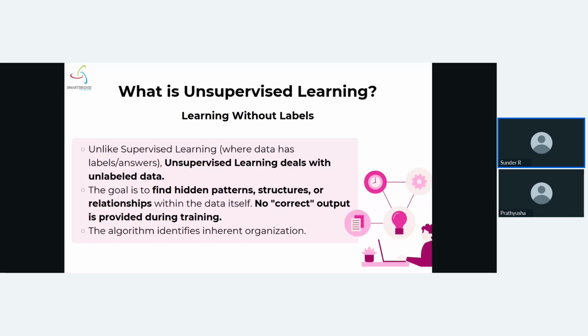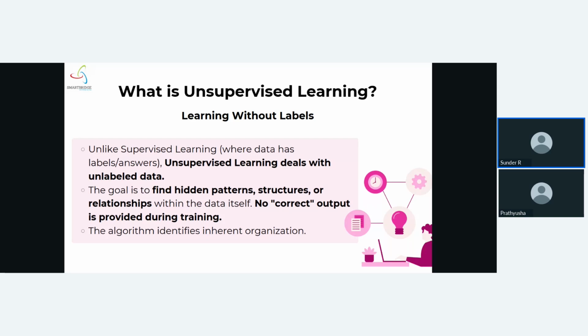So what is our goal in unsupervised learning? It is to find the hidden patterns or structures or the relationship between the data. Like you might have 4 columns. In those 4 columns, you will not have your output, but by analyzing your columns, you will be able to create some new columns, right? So that is what you're going to do in unsupervised learning.